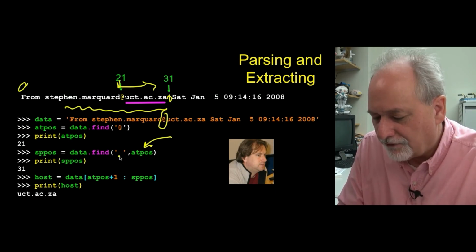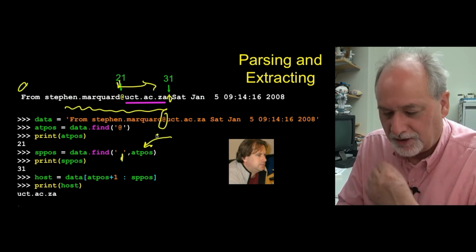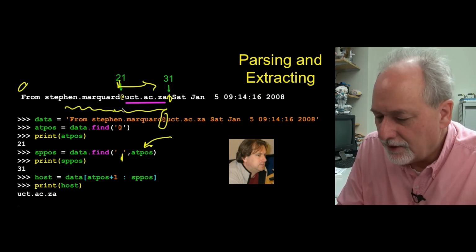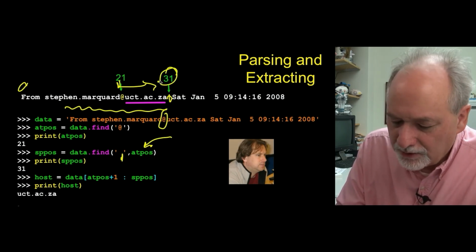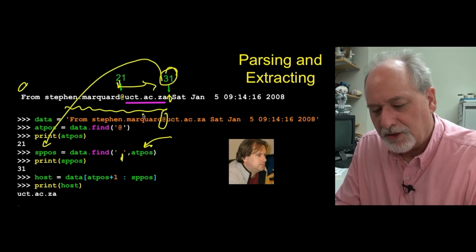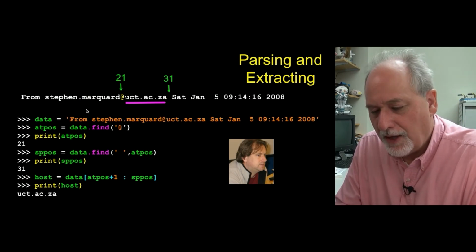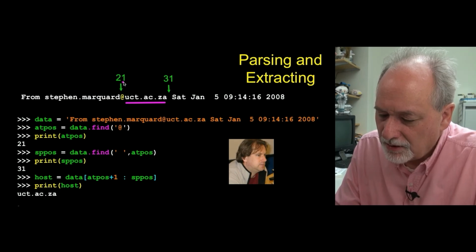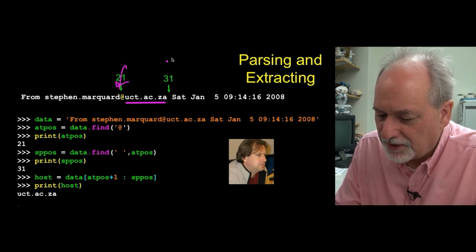So data.find, look for a space starting at the position of the @ sign, and then that'll be in position 31. So 31 is what we get in the space position. Now we have two variables: the position of the @ sign and the position of the space after the @ sign.